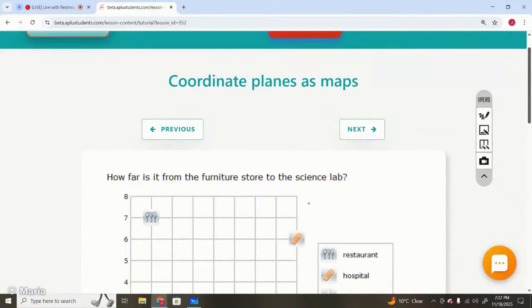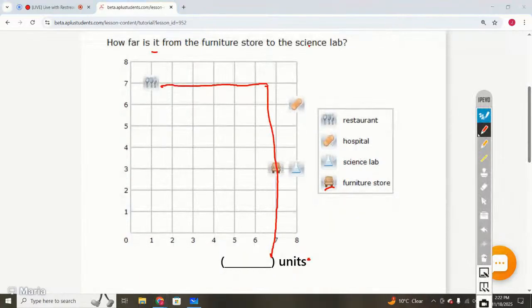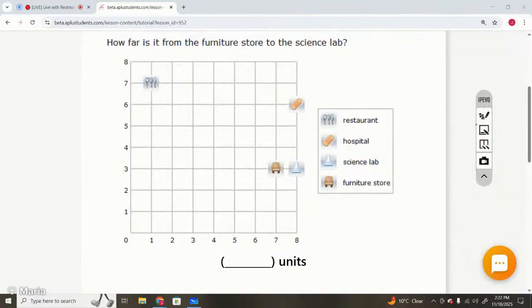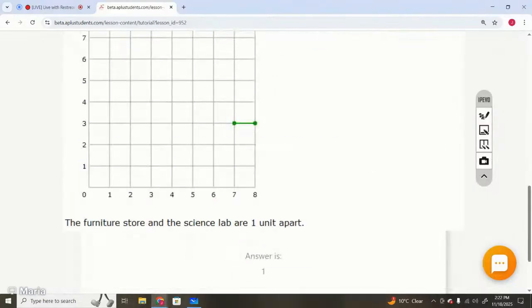How far is it from the furniture store to the science lab? So these are their signs, right? This is the sign for the furniture store. So here is the furniture store. You need to find the distance from furniture store to science lab, and this is the science lab, right? So from furniture store to science lab, they are just 1 point away. The correct option is 1 unit. They are just 1 point.